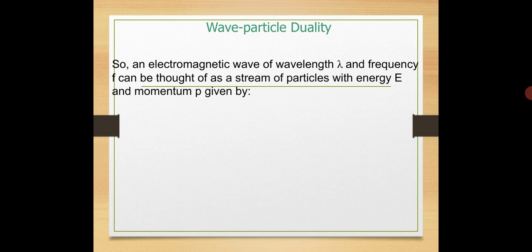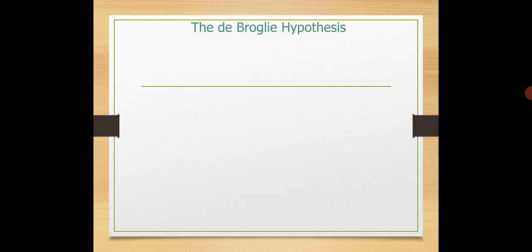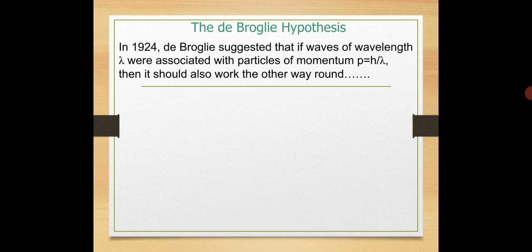Now wave particle duality. An electromagnetic wave of wavelength lambda and frequency f can be thought of as a stream of particles with energy E and momentum p. So E is equal to h nu and p is equal to h upon lambda. Now the de Broglie's hypothesis.